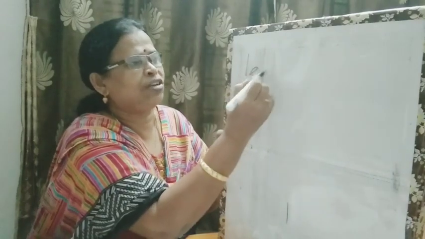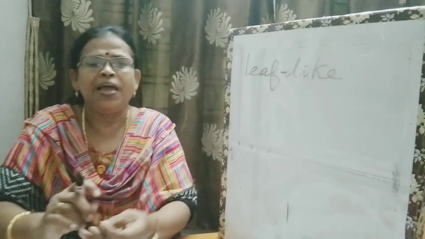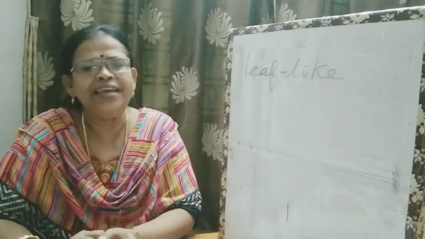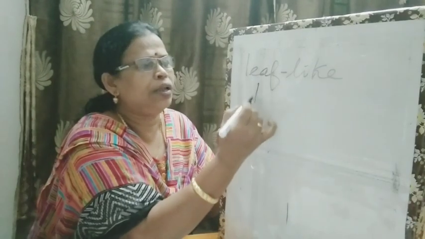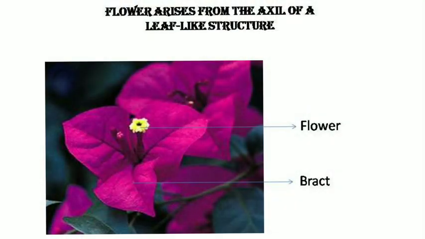When a flower arises from the axil of a leaf, what's the name given for that flower? It is an axillary flower. If it arises from the terminal part, it is a terminal flower. Some flowers arise from the axils of leaf-like structures. They are not leaves; they are papery, leaf-like structures. Those structures are called bracts.